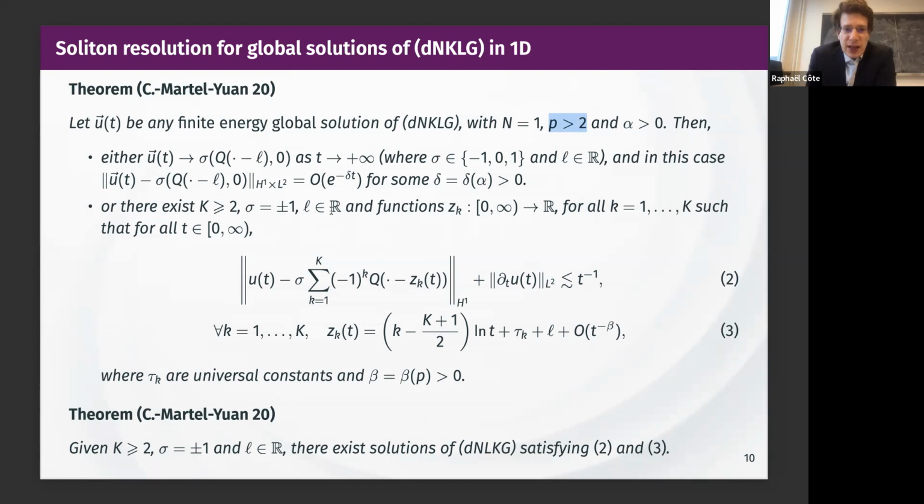We say that any global solution with finite energy, with initial data in H1 cross L2, we can describe its behavior. Either it converges to 0, or it converges to one soliton up to translation, or minus a soliton. In these three cases, the convergence is exponential. Or it converges to a sum of alternating solitons, a finite sum of alternating solitons.